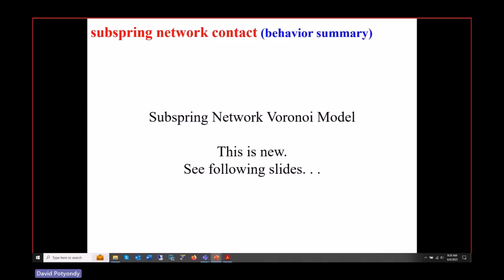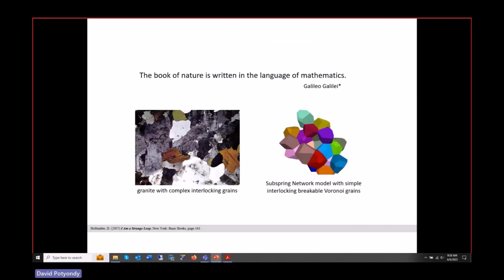Just a couple of slides. This is new stuff. This is the stuff of my recent research, and I just found this out last fall. So we created this thing called a Subspring network Voronoi model. Okay, this is the idea. The idea is that here is a cross section of a granite, and you can see it's very complex shaped grains. They're not actually polygons. Marble is much more polygonal in its grain shape than granite.